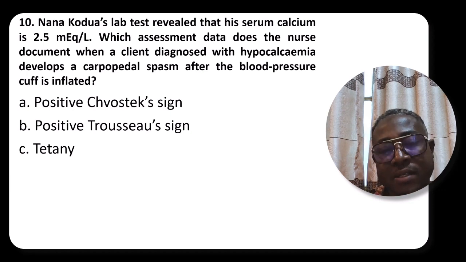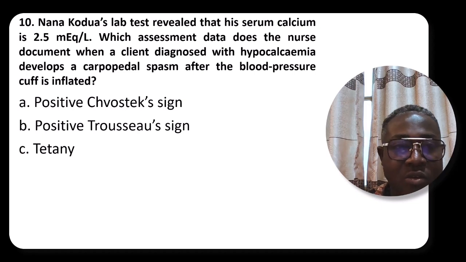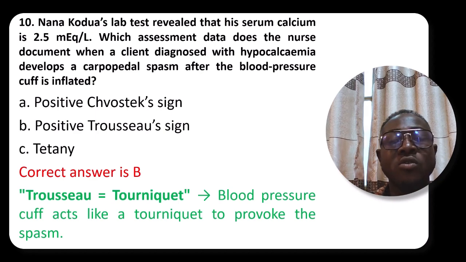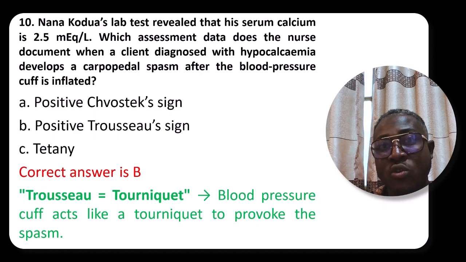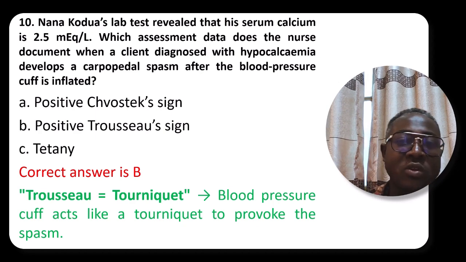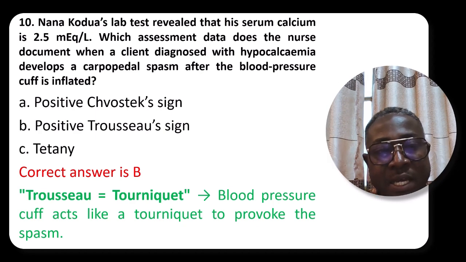What is your answer? Okay, this was simple, right? Alright. So check your answer, and the correct answer here is the Trousseau sign. Okay, so let's go back to the stem. Serum calcium level is 2.5, and you know the normal calcium level is 8.5 to 10.5, and so 2.5 means there's hypocalcemia, which has also been stated here for you.